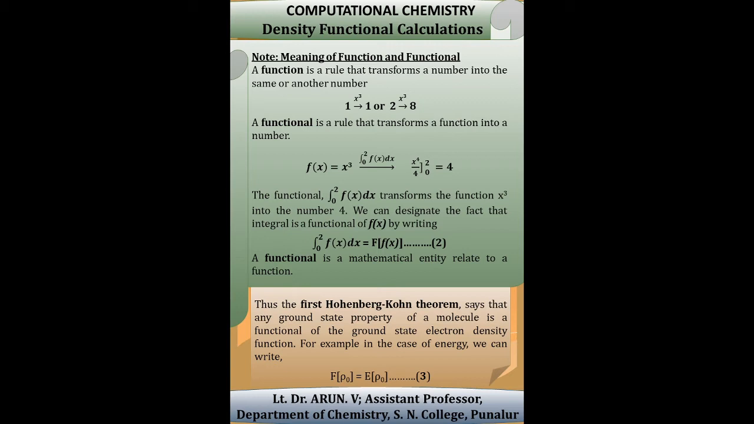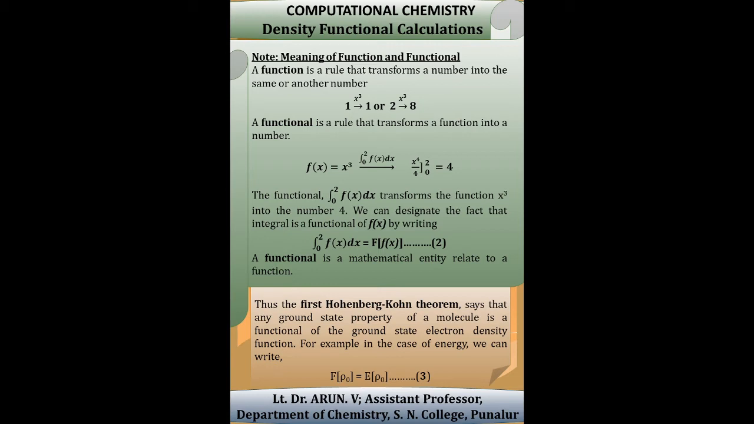We can designate the fact that the integral is a functional of f(x) by writing, in general, the integral from 0 to 2 of f(x) dx is a functional, and it can be represented by capital F square bracket f(x). A functional is a mathematical entity related to a function.